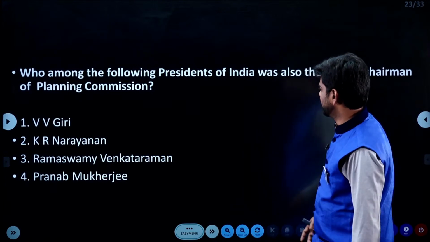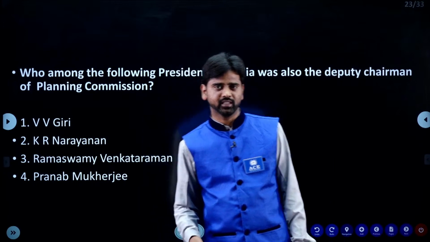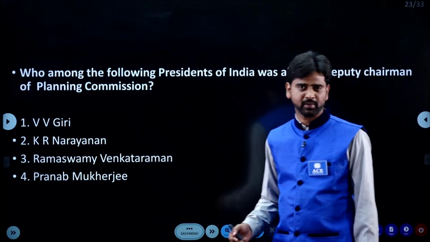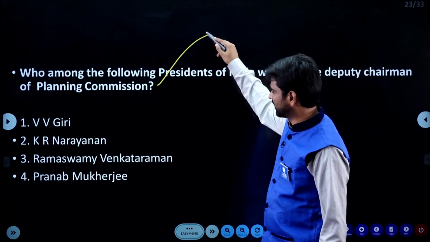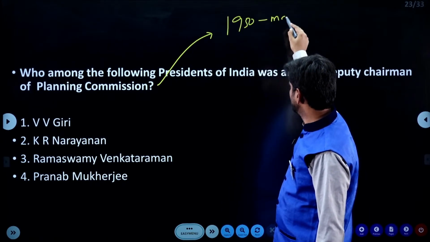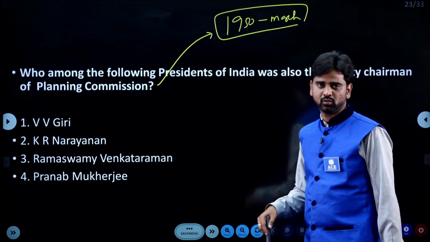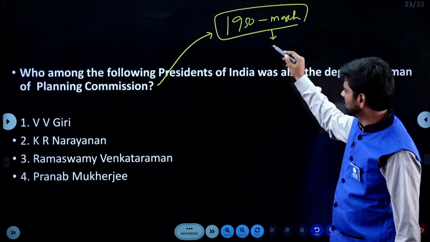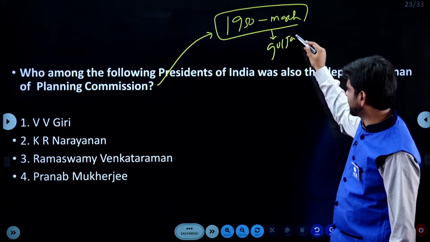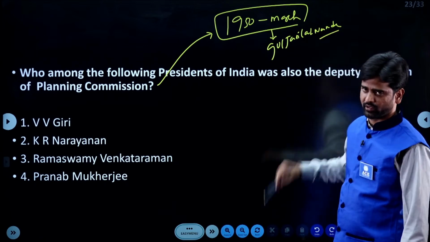Who among the following presidents of India was also the deputy chairman of Planning Commission? I think you people are already aware of this Planning Commission, right? The Planning Commission was constituted in 1950, March 15th. So who is the first vice chairman? Gulzari Lal Nanda. Gulzari Lal Nanda is the first vice chairman of this Planning Commission.